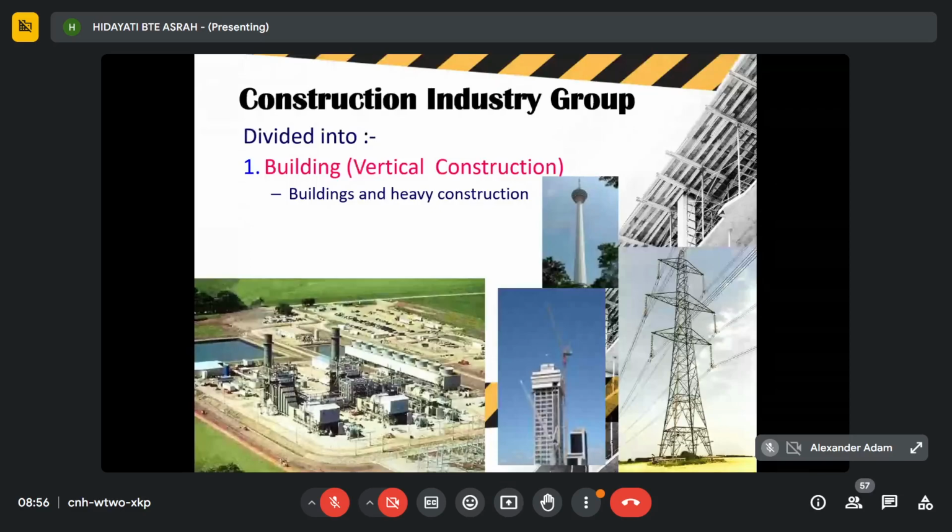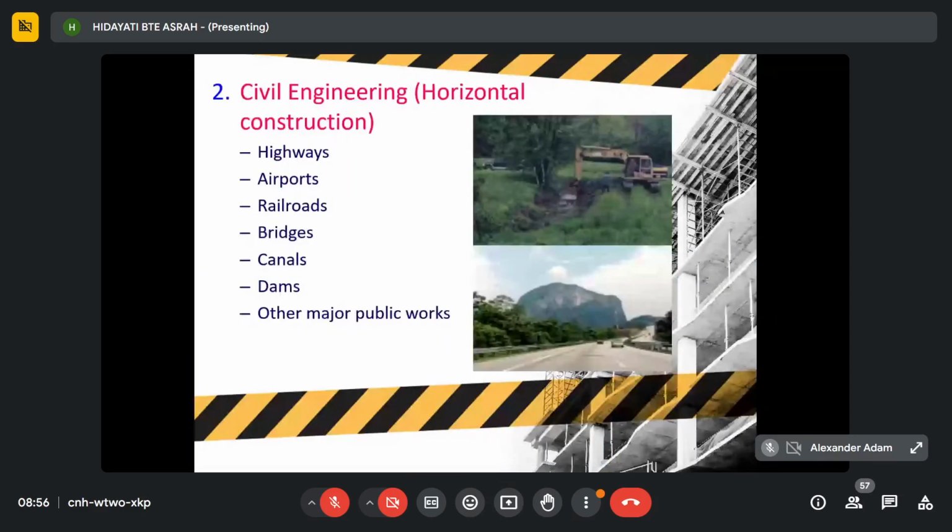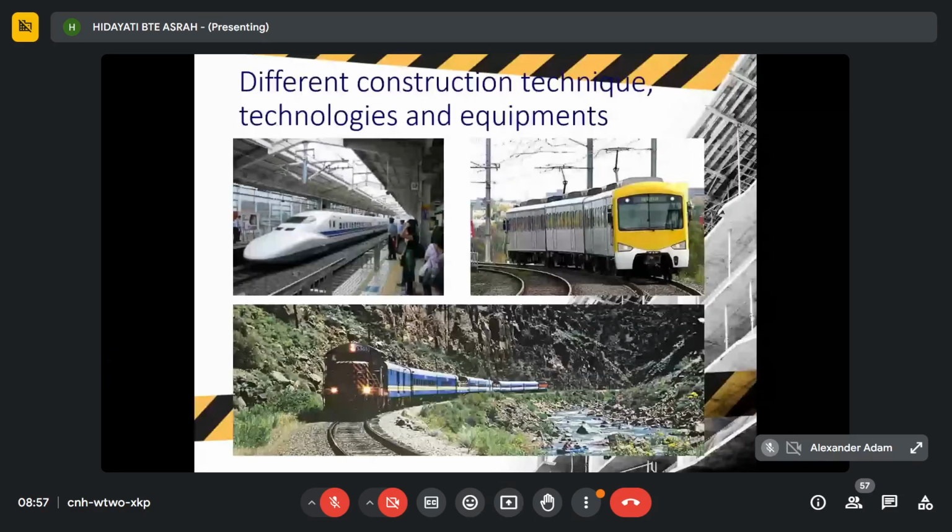Horizontal construction often relates to structures that are longer. So if the construction is longer, like highway, airport, railroad, bridge, they are classified under horizontal construction. Okay, and other structural projects that focus on transit are under horizontal construction. So these are some examples of horizontal construction. Yes, railways, and they are built using different construction technologies and equipment.